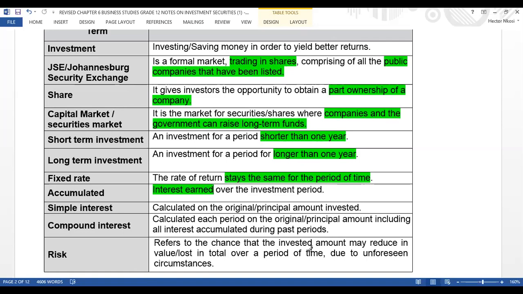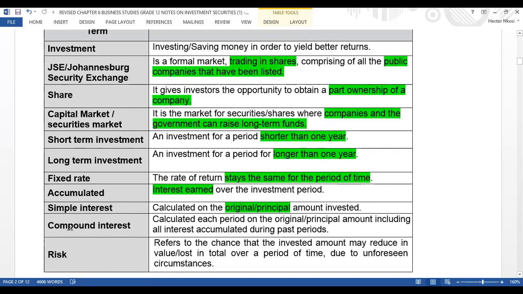It was just simple because there were no complications. You just use it based on your principal amount, right? So it is based on your original or principal amount. Now, there's a difference between simple interest and compound interest.